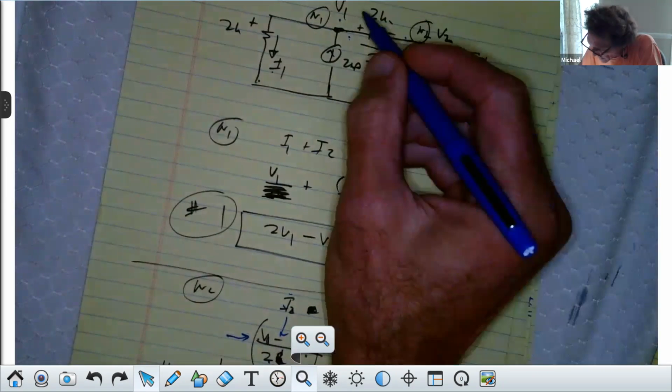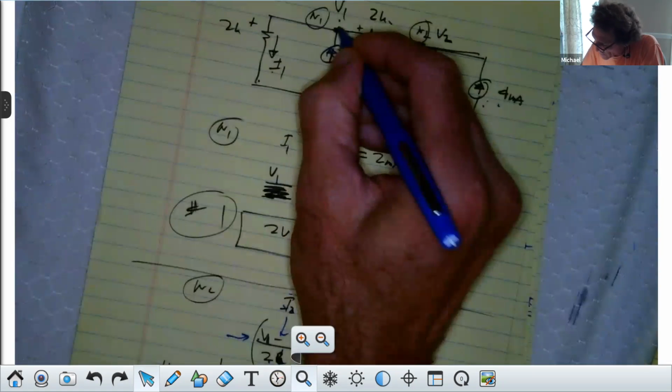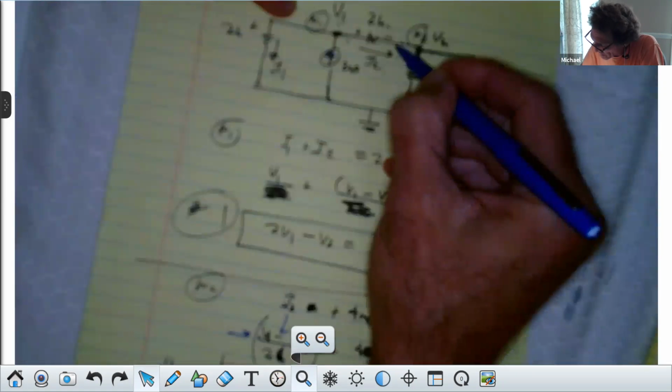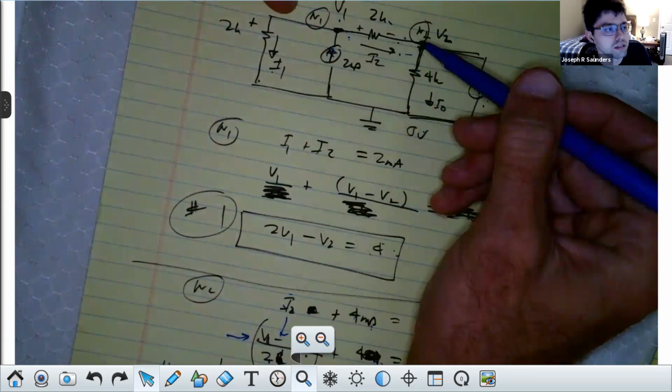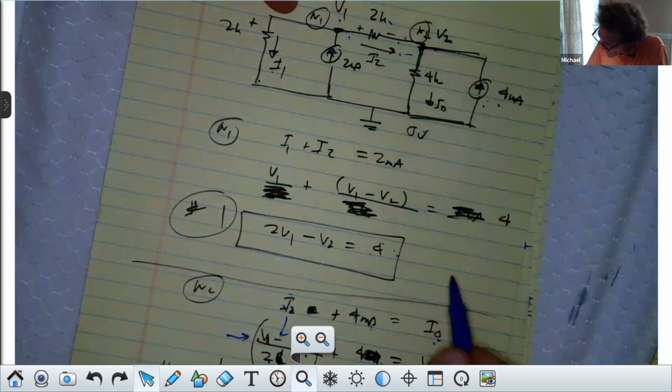Remember, what does it say? Current flowing into a node is equal to current flowing out, right? Agreed? All right. Well, current flowing in is 2 milliamps, right? That's here.